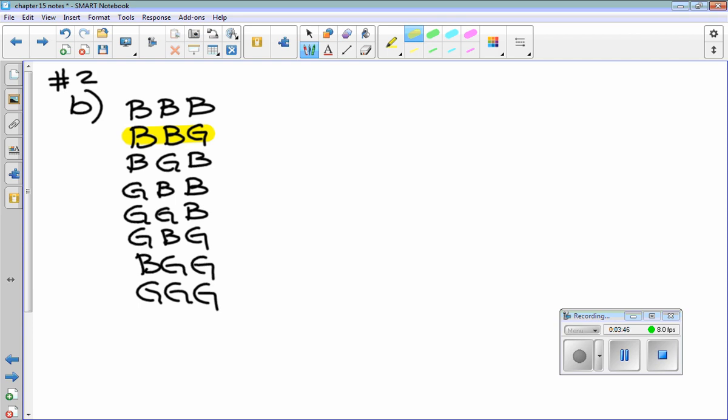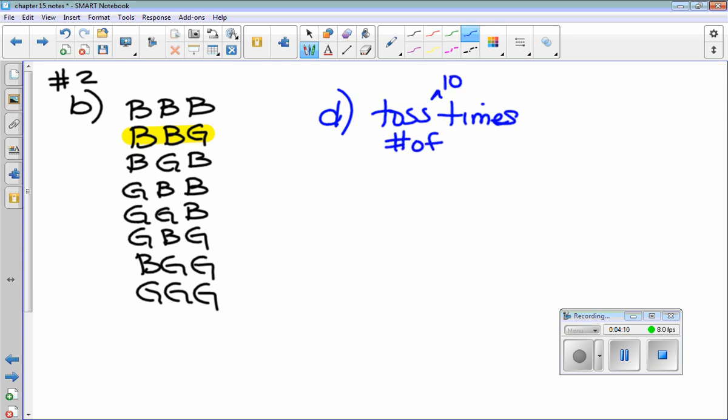2D. All right, let's look at that one. 2D says toss a coin 10 times and record the longest run of heads. Okay, so how many times are we tossing it? 10 times. Okay, so record the longest run of heads. So we're going to toss 10 times. And I'm looking for a number of heads.